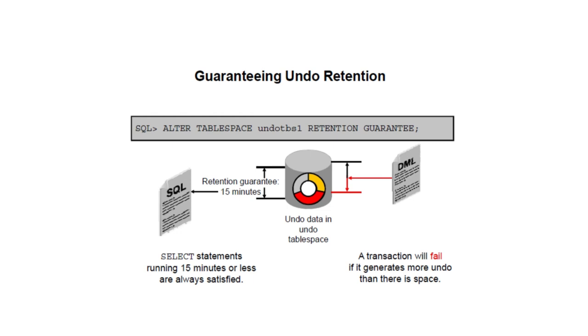This behavior can be changed by guaranteeing retention. With guaranteed retention, undo retention settings are enforced even if they cause transactions to fail. Retention guarantee is a tablespace attribute rather than an initialization parameter. This attribute can be changed only with SQL command line statements.